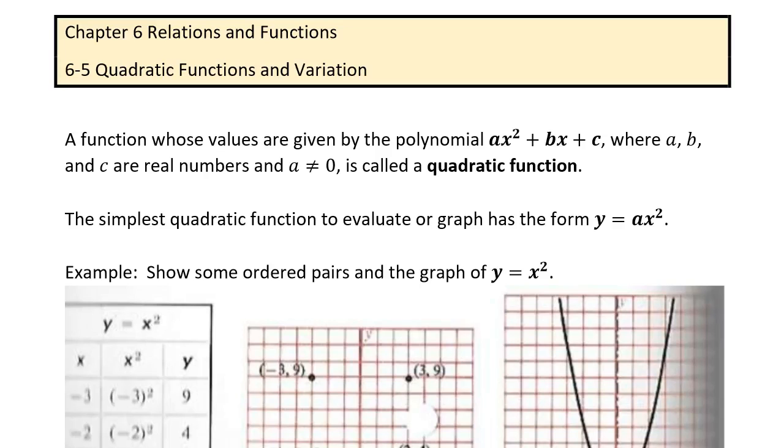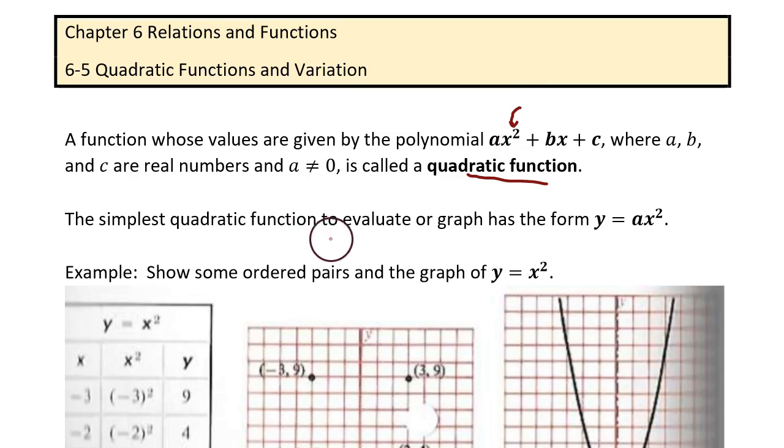This video is for section 6-5, quadratic functions and variation. Functions whose values are given by this polynomial, where a, b, and c are real numbers, are called quadratic functions. So notice the quadratic function has highest degree of 2.